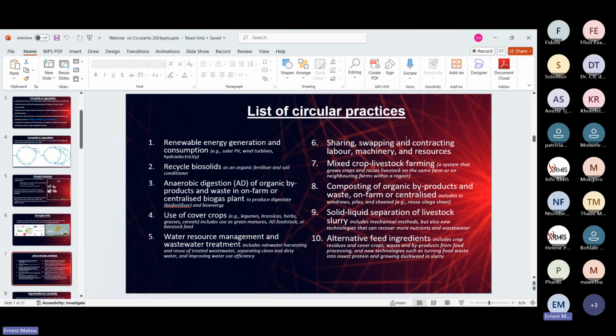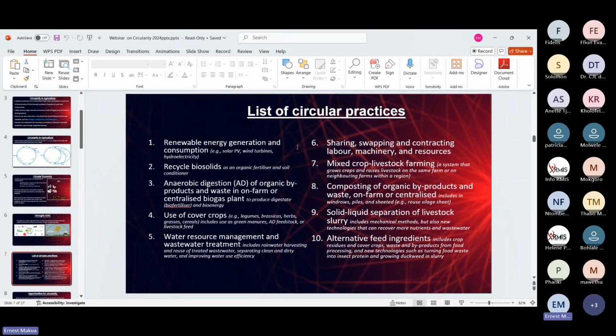So here is the list of circular practices that we can also ask the farmers about. We already had the questionnaire that we asked the farmers, and there are some additional questions that we wanted to ask the farmers on the ground as well. Some of them are in this list, and for those in this list, we already asked the farmers about them to see if they are doing circularity in their farms.